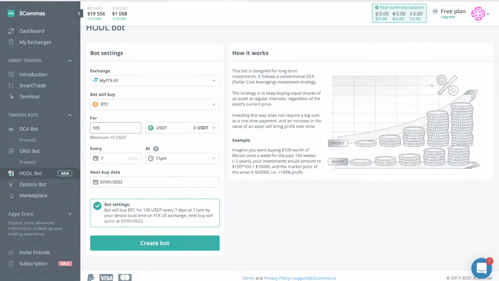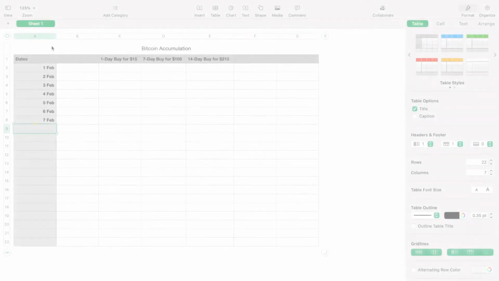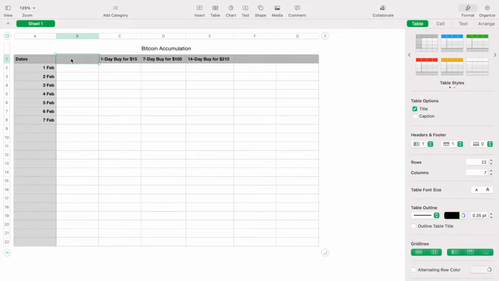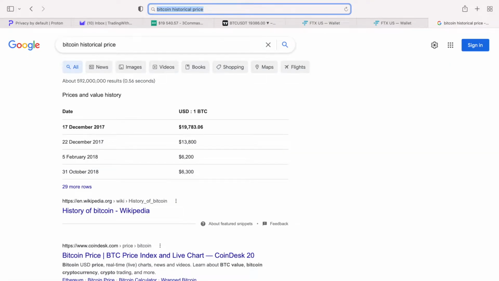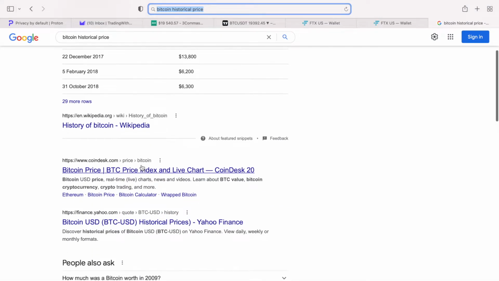Let me now switch to the Excel file that I started to create in the previous video. I need to populate column B here with the Bitcoin price data. I want to make calculations for the past half a year or so. For this, I am searching on the internet to find the historical price data that I can simply import into my Excel file.